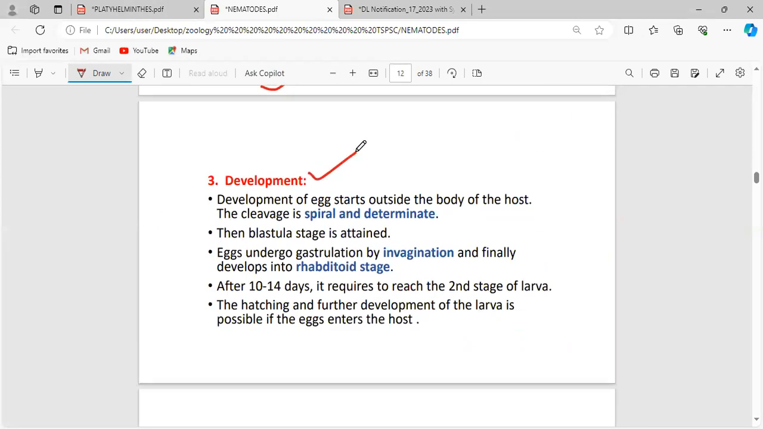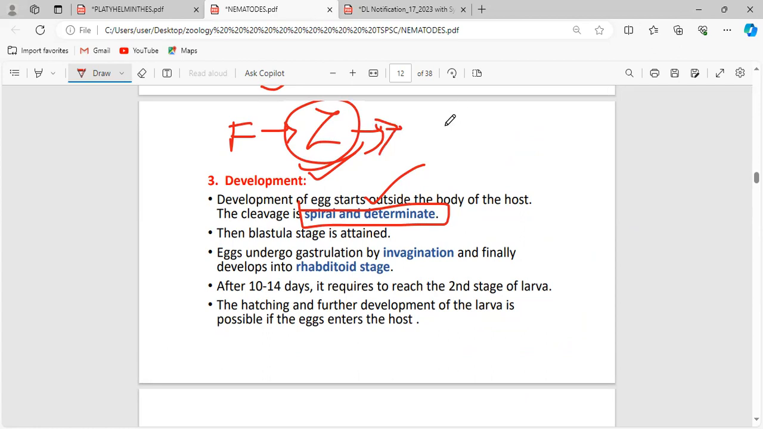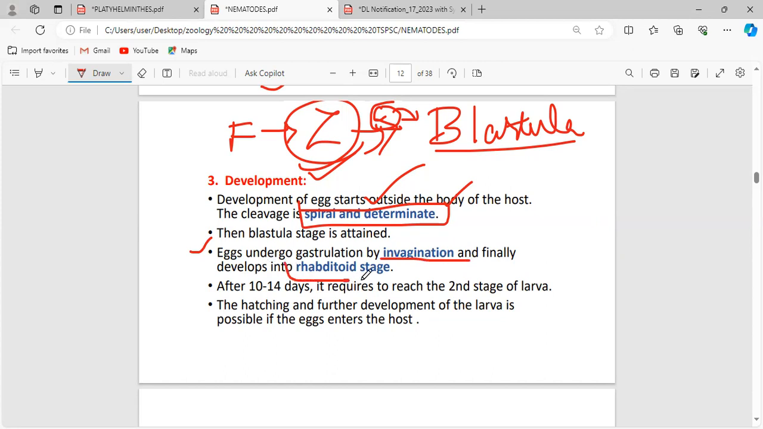Now, how will the development start? The cleavage here is spiral and the development is determinate. After fertilization, the zygote will be formed and is covered by many coverings. After the zygote, cleavage occurs, and after the cleavage it reaches the blastula stage. And what is the type of cleavage here? Spiral and determinate cleavage. Now, the eggs undergo gastrulation by invagination and finally develop into the rhabditoid stage.